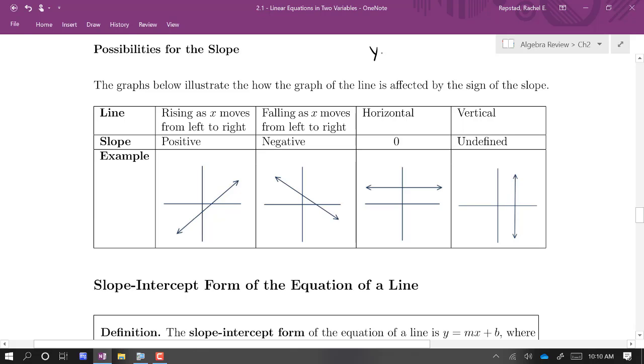Think about y2 minus y1 over x2 minus x1. If the slope is 0, that means that the y coordinates are the same, and so there's no change in y. On the other hand, if it's a vertical line, that means that the x coordinates have to be the same, and so x2 minus x1 would be 0, and you'd be dividing by 0, and that makes your slope undefined.